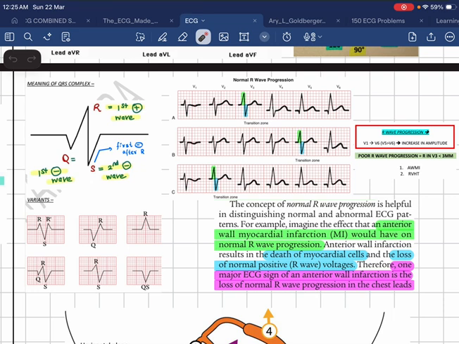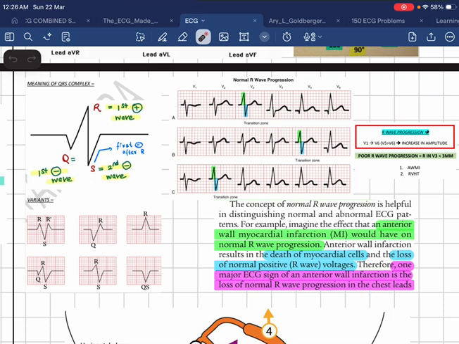Then we have the normal R wave progression. What happens is there is an increase in the amplitude of the R wave when we move from V1 to V6, while the peak is usually seen at V5. Usually at V3 to V4, the amplitude of the R wave equals that of the S wave. This is known as the transition point. If it is late, we call it the late transition zone, or it can be an early transition zone.